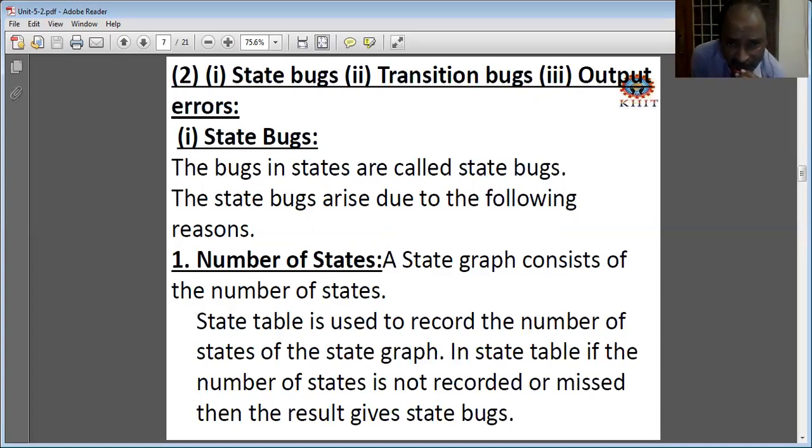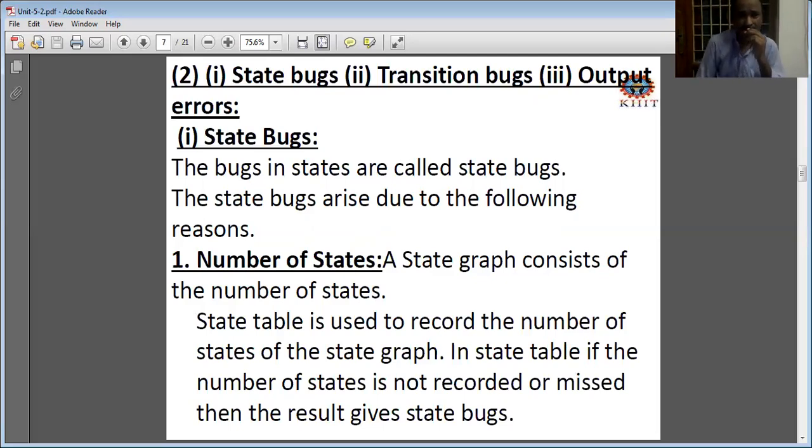The bugs in states are called state bugs. Simple. The state bugs arise due to the following reasons. Number 1 reason is the number of states.